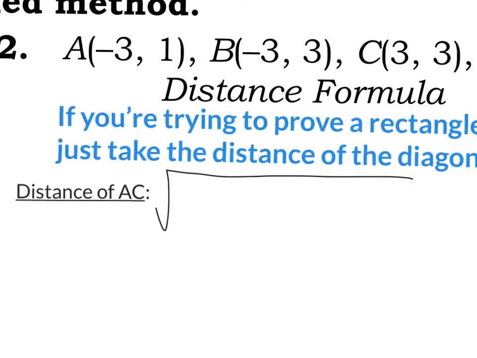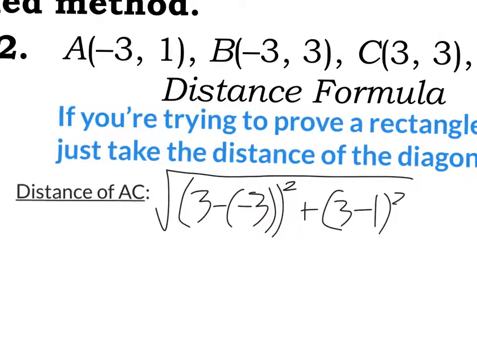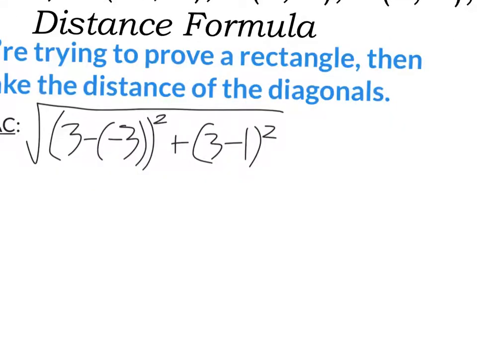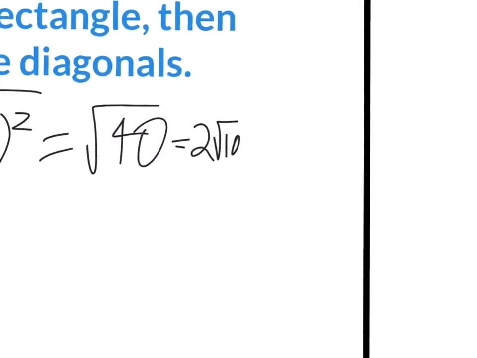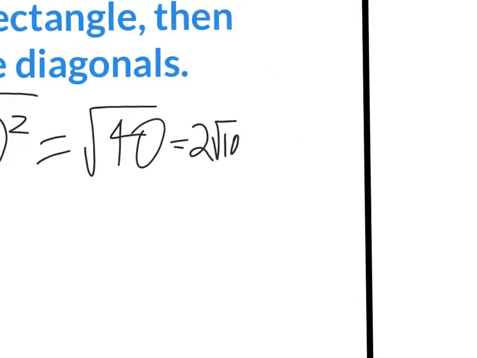So my distance of AC, x2 minus x1 would be 3 minus negative 3 squared, plus y2 minus y1, 3 minus 1 squared. 3 minus negative 3 is 3 plus 3, that's 6. 6 squared is 36. And 3 minus 1 is 2. 2 squared is 4. So this is the square root of 40. Simplifies to get 2 square root 10 if you're trying to simplify the square root.